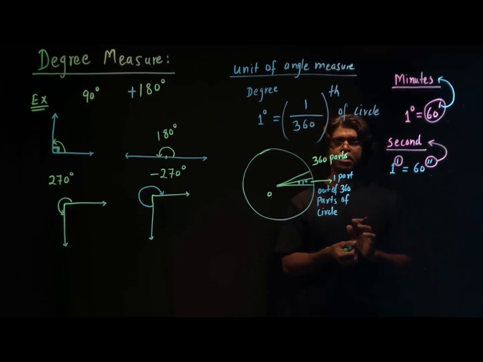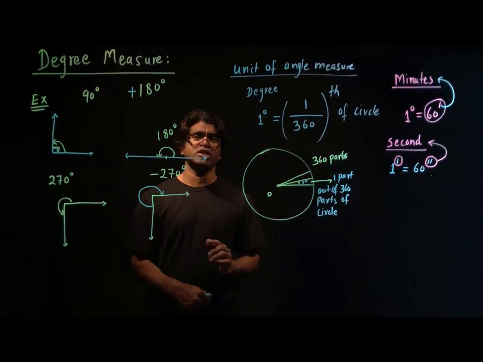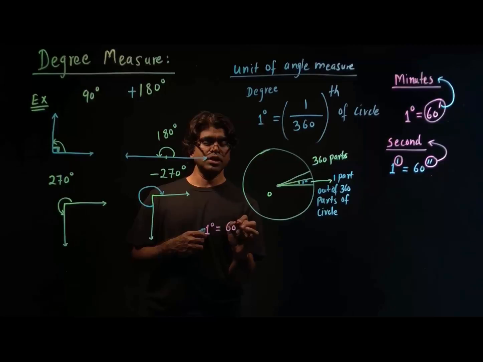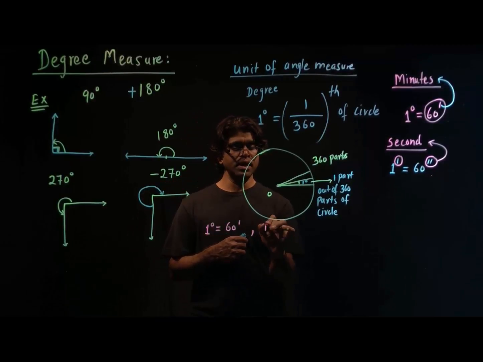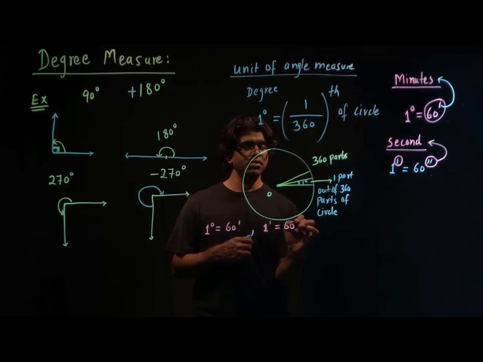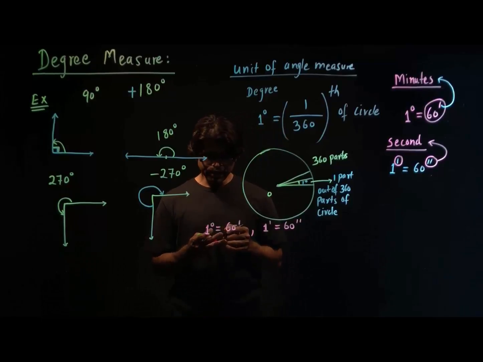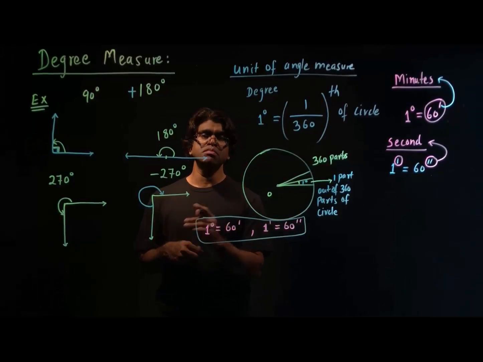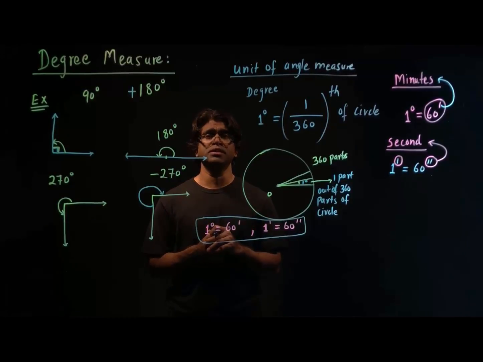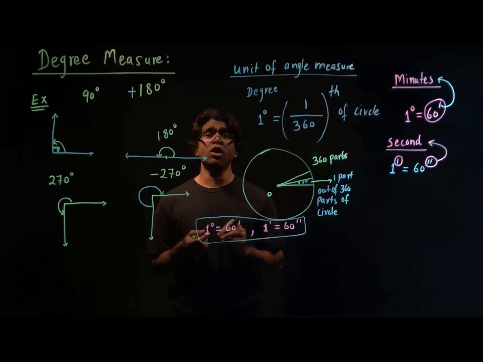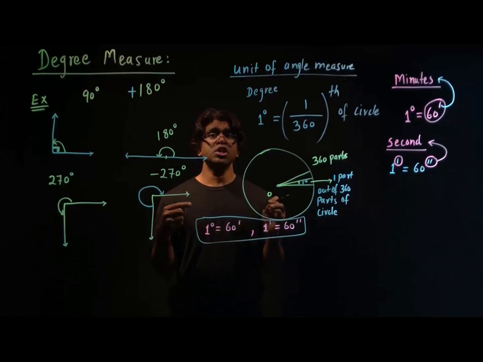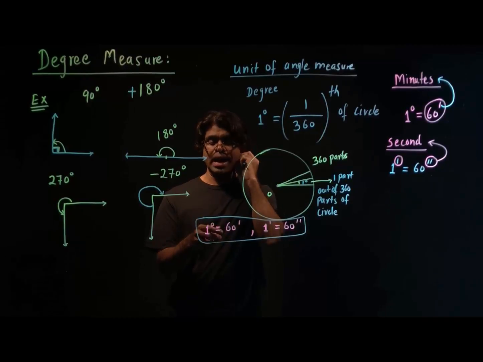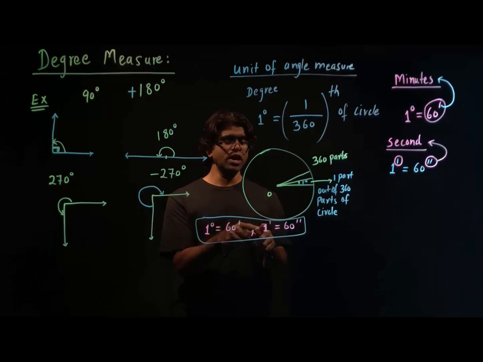Second, right? So if I summarize this whole degree measure, I can easily write 1 degree is equal to 60 minutes and 1 minute is equal to 60 seconds, right? Minute and second are basically small units to measure the angle, but sometimes we have to use those units because the angle is so complicated or so important that we want to measure it up to the seconds or the minutes.